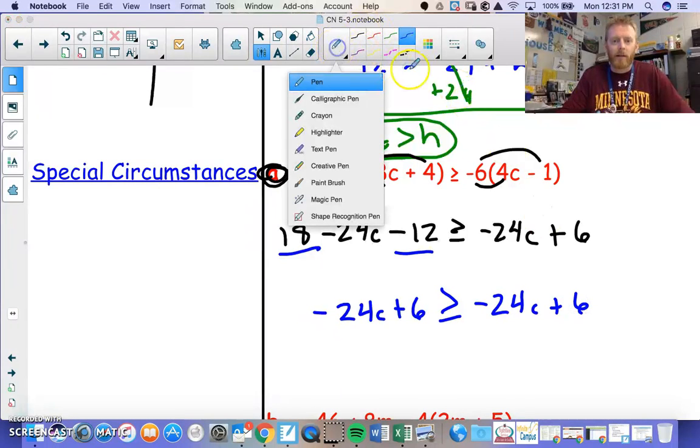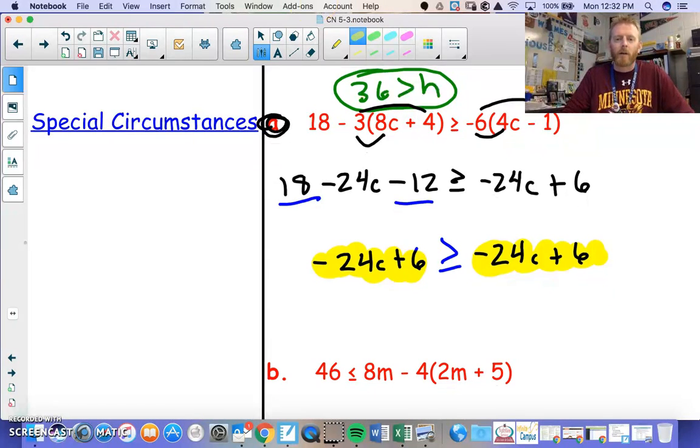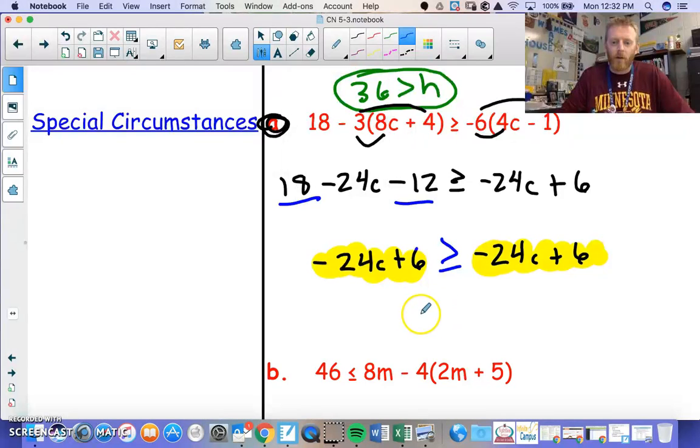Please make that clear in your brain. The entire left side looks exactly the same as the entire right side. This is what we're going to call all solutions, all real numbers. So all solutions or all real numbers are going to work for this specific problem.